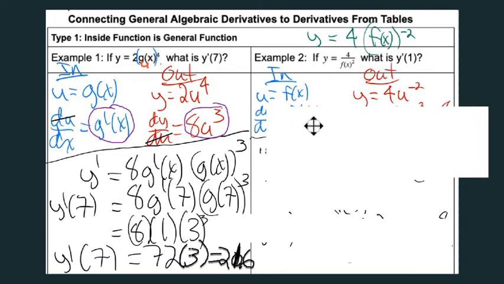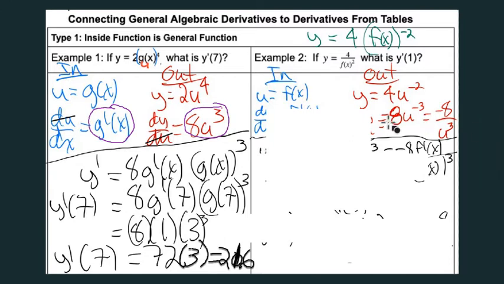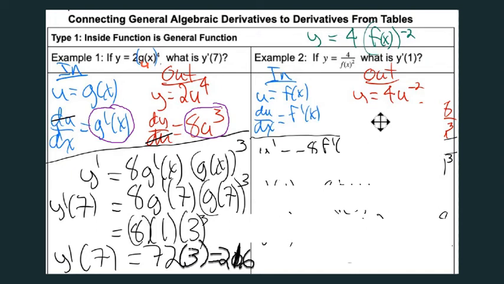What's the derivative, du by dx? What is the derivative of f at x? Well, it's just f prime of x. Okay, there's our outside function, y equals 4u to the -2, which makes sense. U is f at x. Then what's the derivative of that going to be?